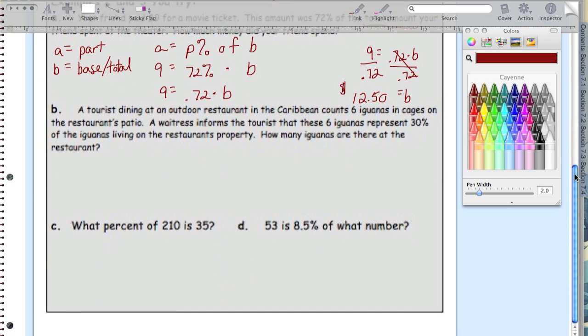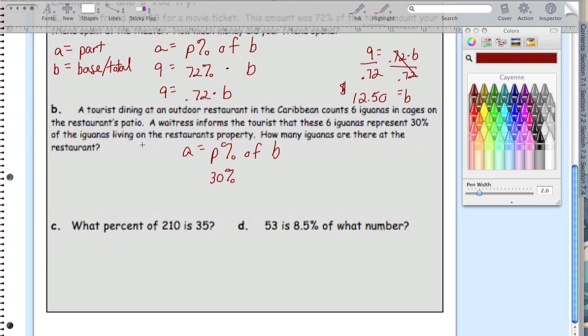We did it correctly. Letter B, a tourist dining at an outdoor restaurant in the Caribbean counts 6 iguanas in cages on the restaurant's patio. A waitress informs the tourist that these 6 iguanas represent 30% of the iguanas living on the restaurant's property. How many iguanas are there at the restaurant? So, A is P percent of B. We have these iguanas on the patio. There's 6 of them.